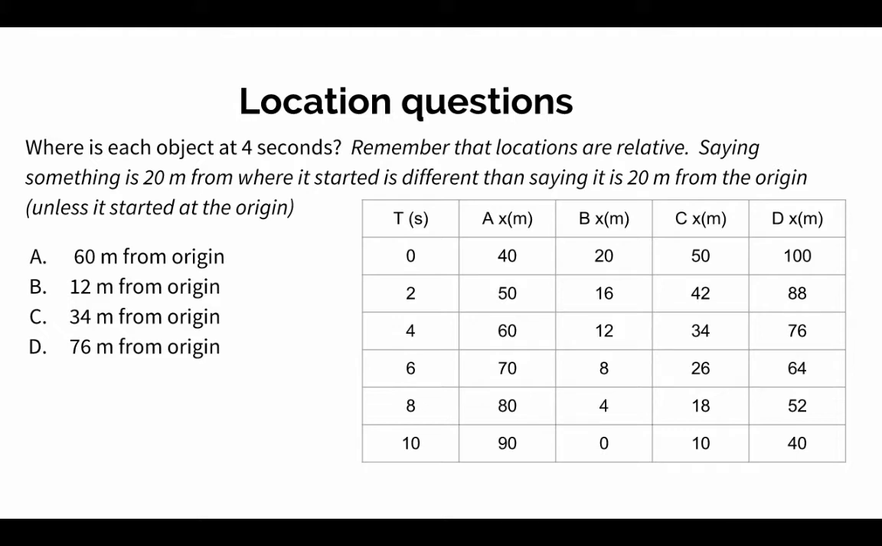So if you look at 4 seconds, object A is 60 meters from the origin, object B is 12 meters from the origin, object C is 34 meters from the origin, and object D is 76 meters from the origin. These are very different than if we compared them to where they started. Object A would only be 20 meters from where it started because it started at 40 meters from the origin.